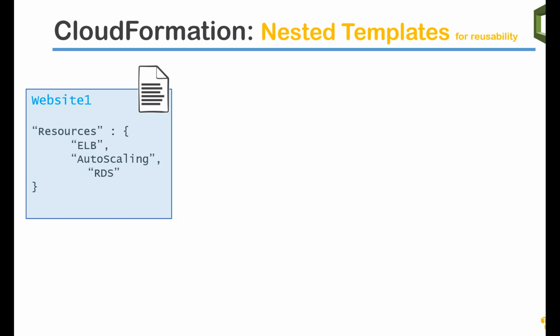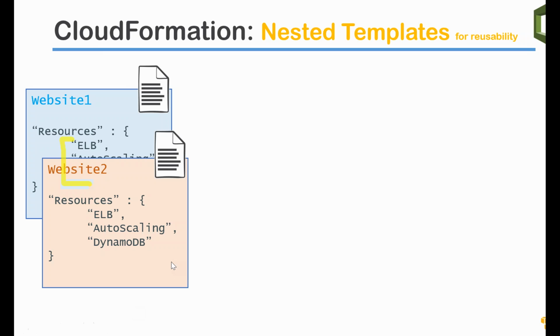Let us say you have a website 1, and website 1 requires an elastic load balancer, auto scaling, and RDS. So these are the 3 fields that we are talking about now. And let us say that I have one more website, website 2, which also has a similar requirement: elastic load balancer, auto scaling, and DynamoDB. So website 1 required RDS and website 2 requires DynamoDB. That is the only difference, but both of them need an ELB and auto scaling. So how do I avoid rewriting this code for ELB and auto scaling?